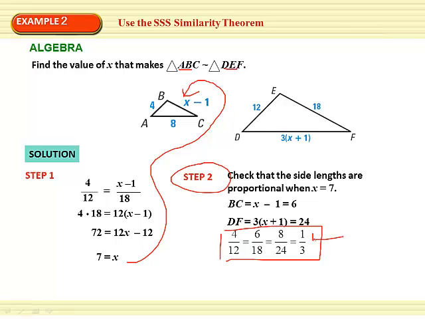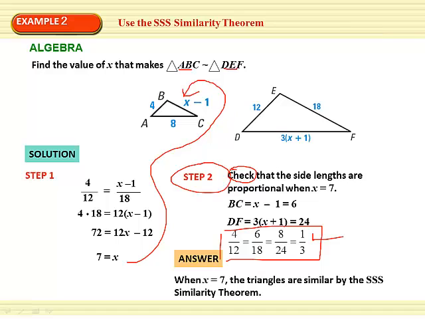So this is just basically a check, and you did a lot of this in algebra, and checking is important just to make sure you didn't make any mistakes. So after you do the check and you show, you can say that when x equals 7, the triangles are going to be similar by SSS because all of the ratios are equal and your statement of proportionality.